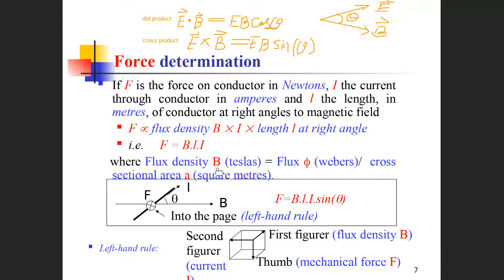So B is the flux density, which is the magnetic field lines per square meter. This is the flux, magnetic field lines. Electromagnetic field lines.